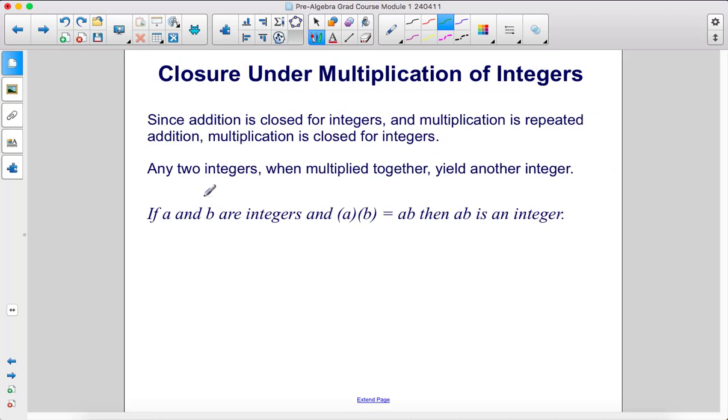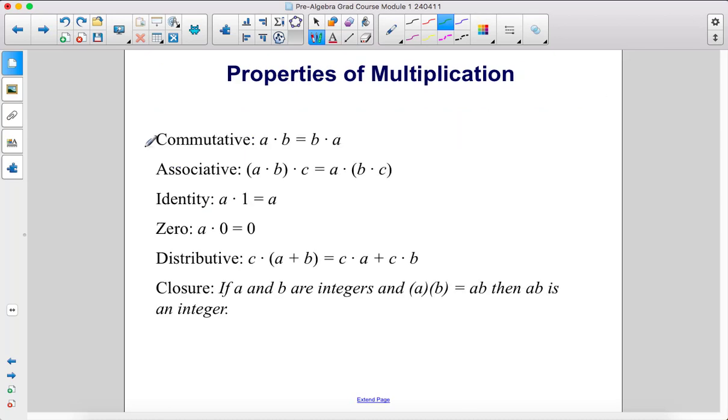Since addition is closed for integers and multiplication is repeated addition, multiplication is closed for integers. Any two integers, when multiplied together, yield another integer. If a and b are integers, then a times b is going to equal a times b. That means a times b is an integer. Here's a summary of the properties of multiplication.